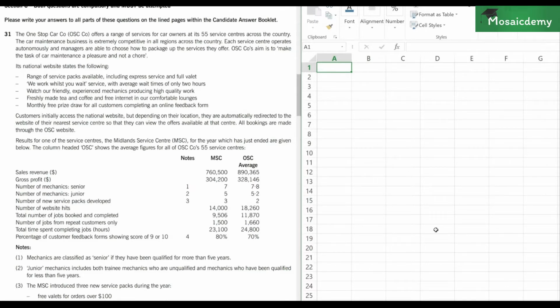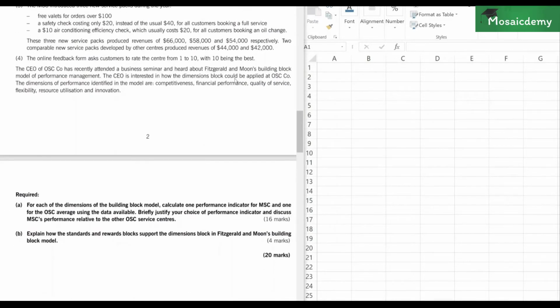The question is from the December 2018 exam, and it's the first question of Section C, so question 31, the one-stop car company, or OSC Co. Okay, so let's attempt this question. As always, we'll start with the requirement first and foremost. So the requirement says there's two requirements for 20 marks total.